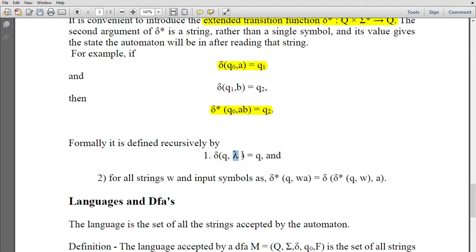This lambda represents the empty string.